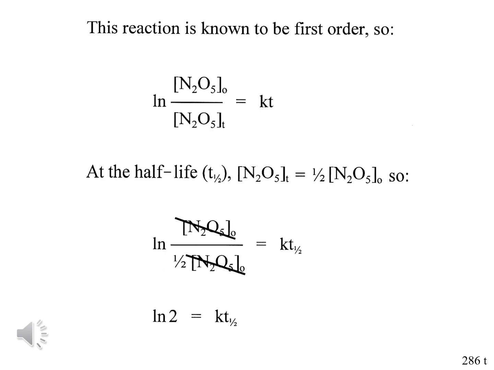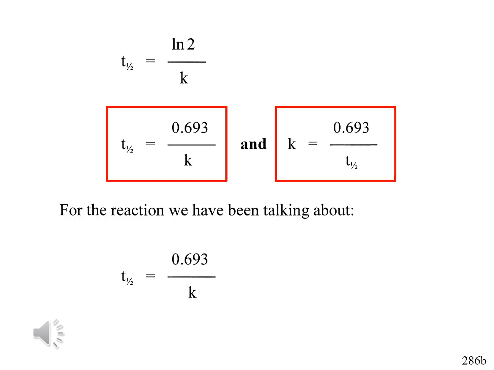So for the half-life equation for first order, we need to solve for T1/2 by dividing both sides by K. So the half-life for a first order reaction is actually the ln of 2 over K, but you know that the ln of 2 is a constant which you can get on your calculator. If you take the ln of 2, it comes out 0.693. So the half-life equals 0.693 over K, and you can also switch the T1/2 and the K so that if you know one, you can also calculate the other.